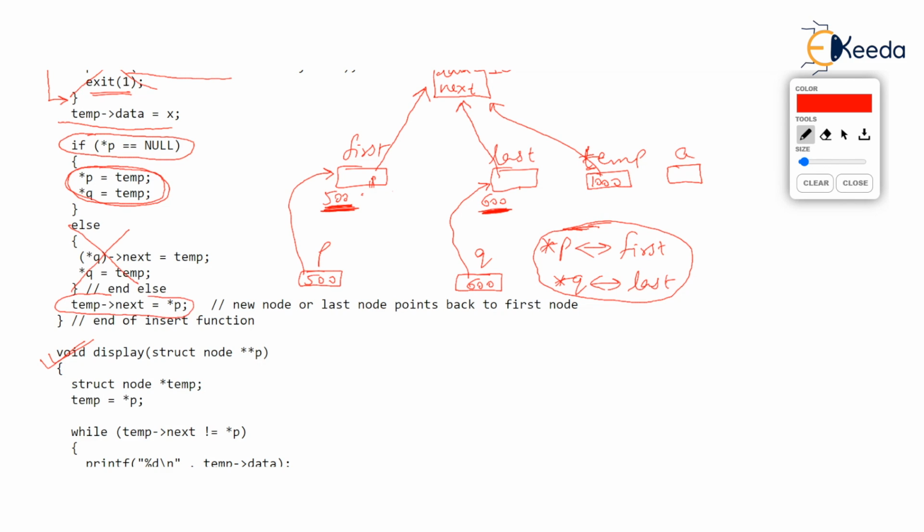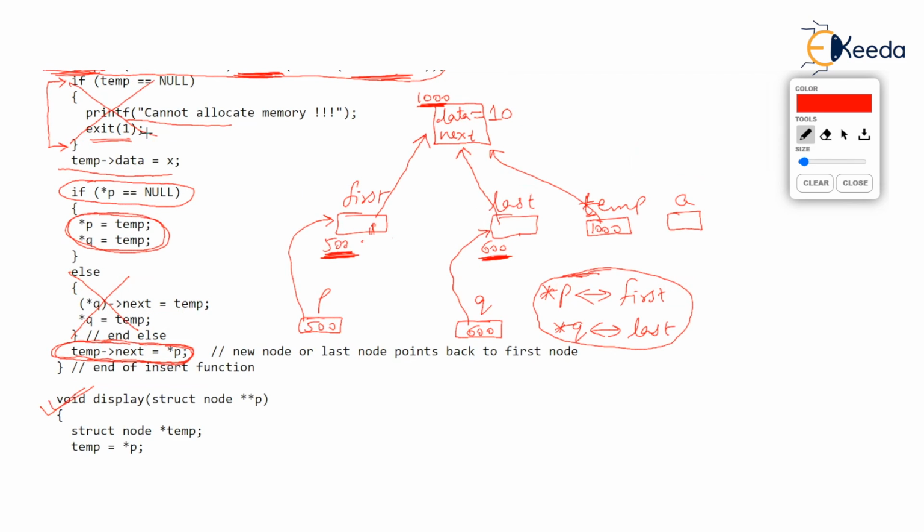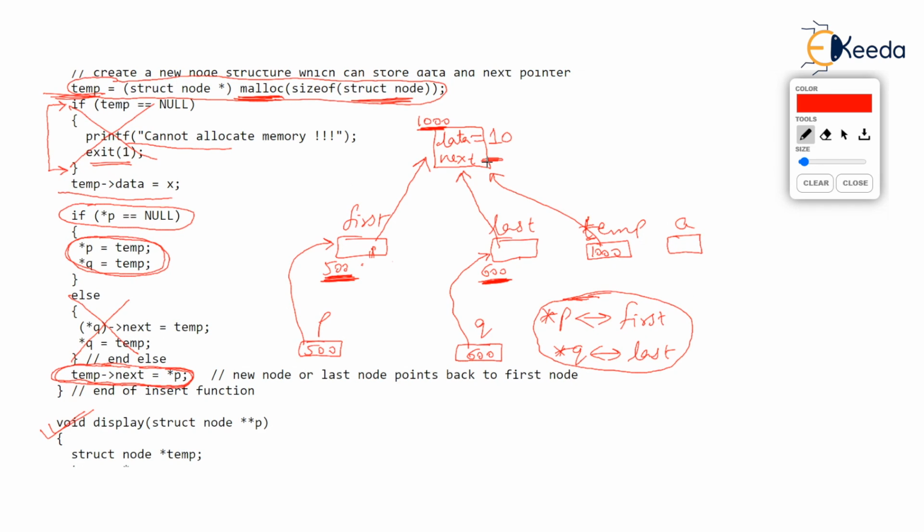This is good, isn't it? You just see the statement that I am marking here. Temp arrow next equal to p asterisk p. That means temp arrow next equal to first, isn't it? So trace it. Where is temp arrow next? Observe the cursor. Temp arrow, temp arrow next. This is the next we are talking about. Temp arrow next equal to first is written. That means temp arrow next, which is a pointer, should point to the same node where first is pointing. But by the way, first is pointing to that same node, that is 1000. So temp arrow next will point to the same node.